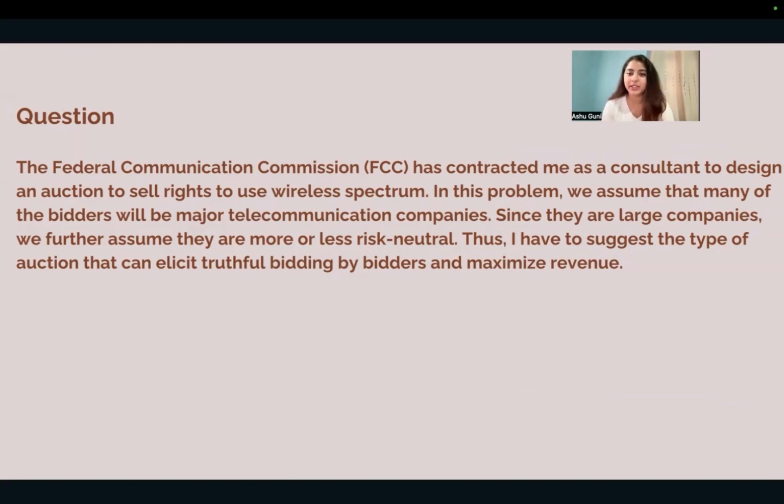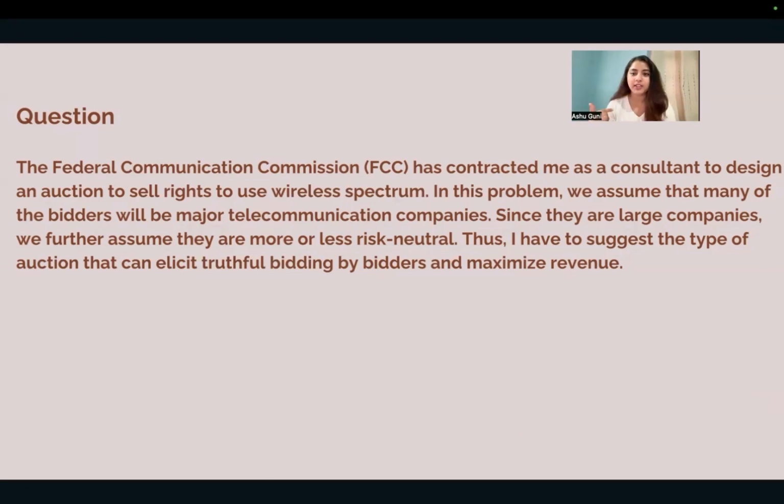So in this problem, we assume that many of the bidders will be major telecommunication companies, and since they are large companies, we further assume they are more or less risk neutral. So I have to suggest the type of auction that best suits the condition and that can elicit truthful bidding by bidders and maximize revenue.